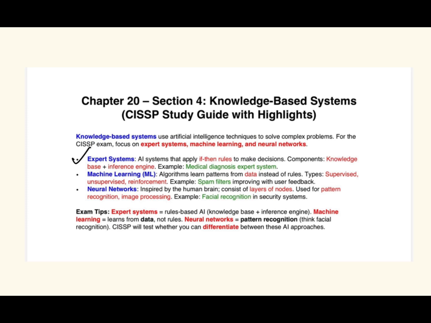An inference engine applies the rules to reach the conclusion. For example, in a medical diagnosis expert system: if fever and cough, then suspect flu. If chest pain, then recommend ECG. So expert systems are based on rules, and if those rules or conditions are met, then decisions are made. So this is something knowledge-based plus inference.